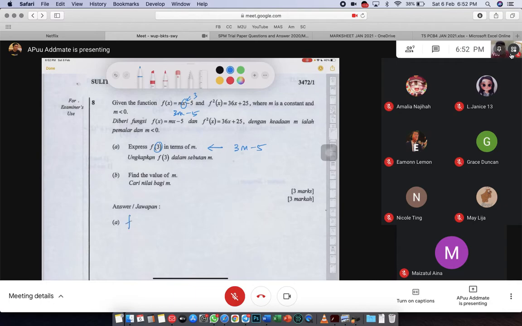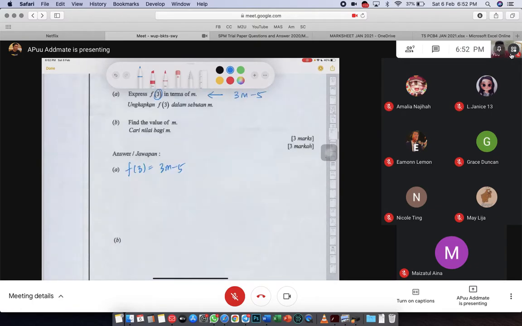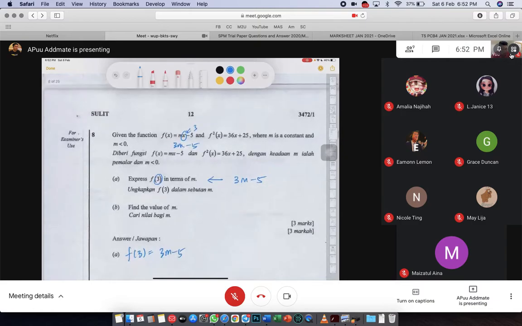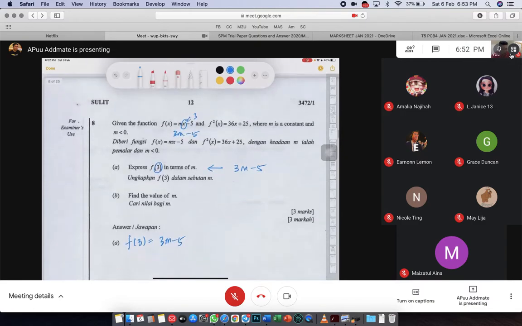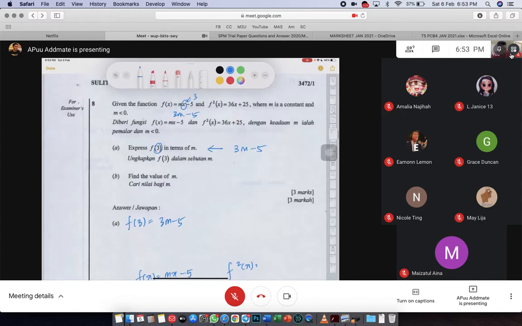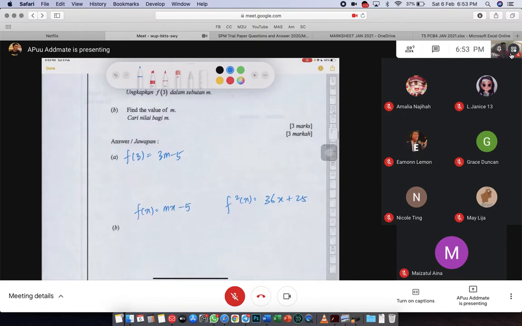Let me write the answer down here. 3m minus 5. And then the question says find the value of m. What you have here is f(x) equals to mx minus 5. And then the next part is f squared x equals to 36x plus 25. What you are going to do is try to make a comparison.